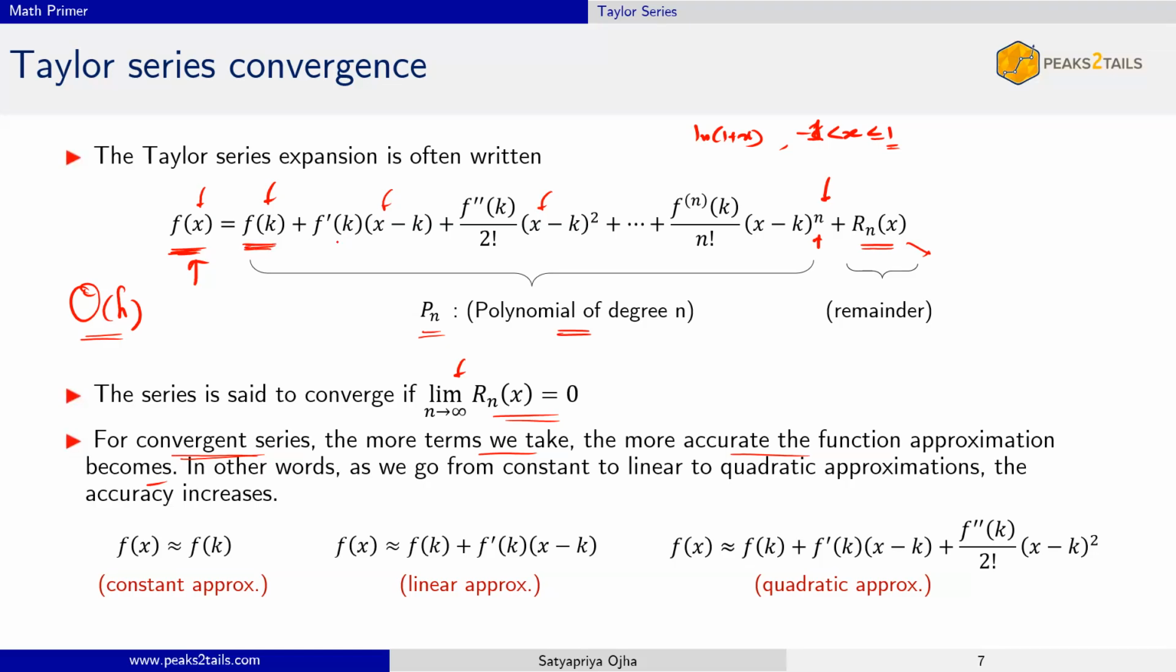f of k or f dash k, these are constant coefficients. Agree? Constant fixed numbers. Now, if you look at the first term, there is no x. It is a pure constant. So if I represent the function with the first term only, that means f of x equal to f of k. Indirectly, I'm saying the value of the function at any x is the same as the value of the function at k.